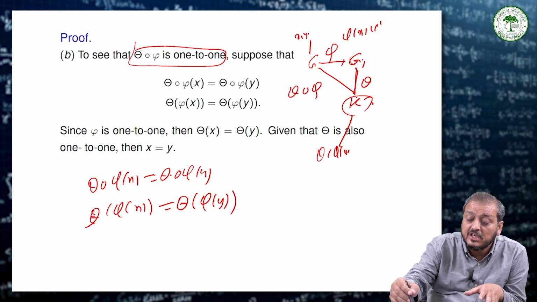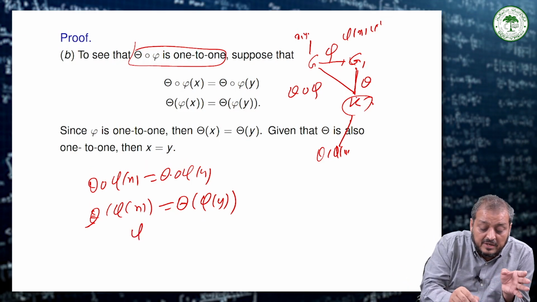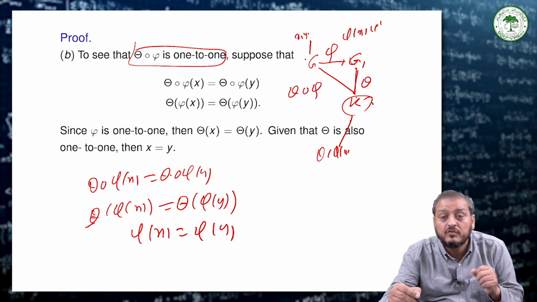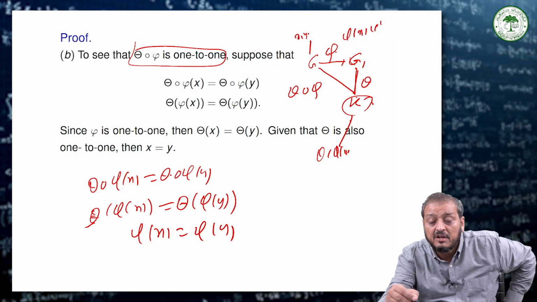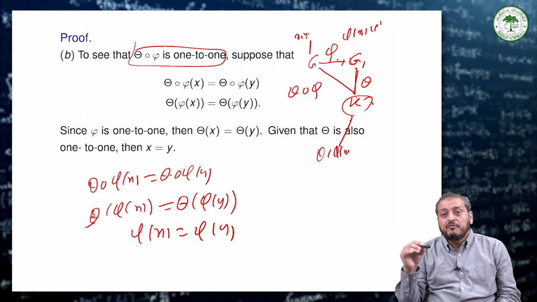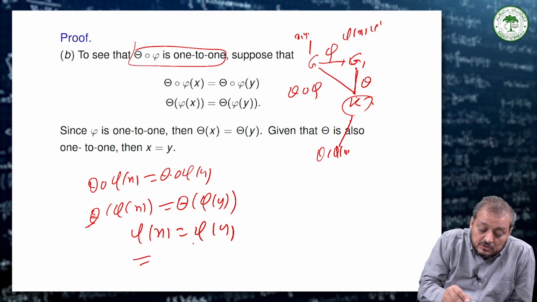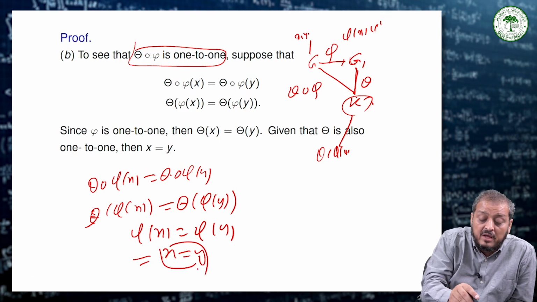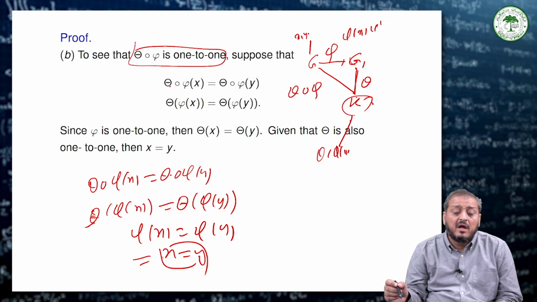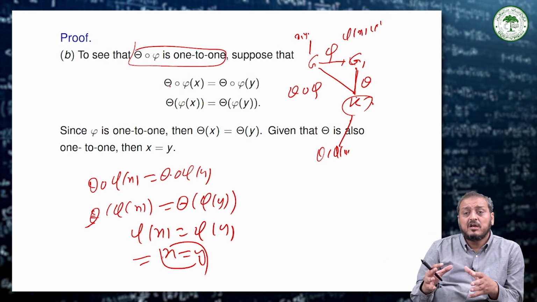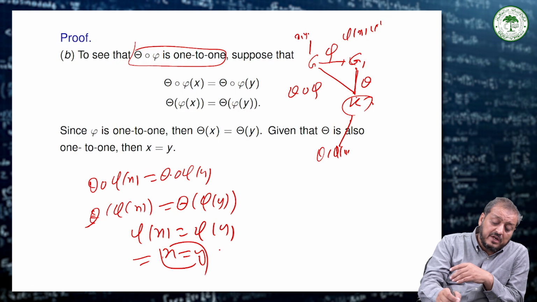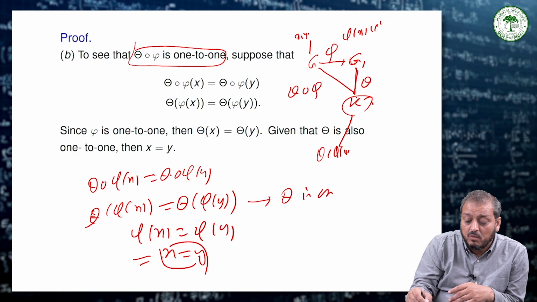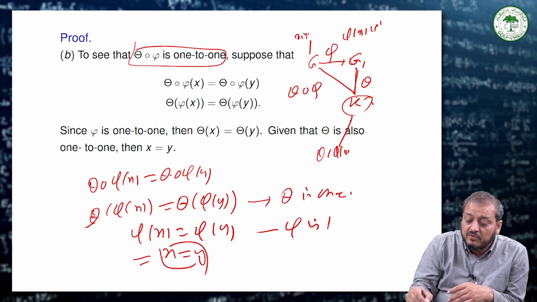Since theta is an isomorphism, it is one-one, so phi of x is equal to phi of y. And phi is also an isomorphism, hence automatically one-one, so using that phi is one-one we can say that x is equal to y. So if theta composition phi of x is the same as theta composition phi of y, first we use that theta is one-one, and next we use that phi is one-one.